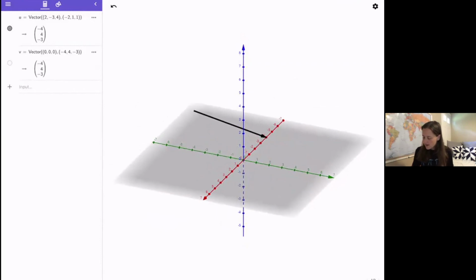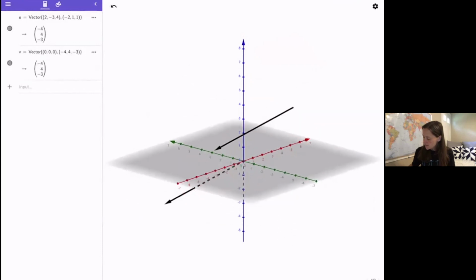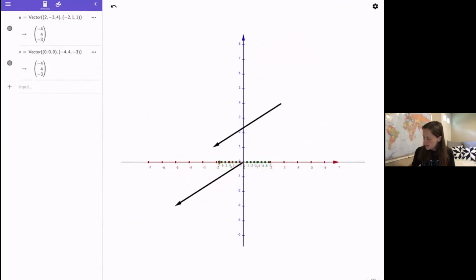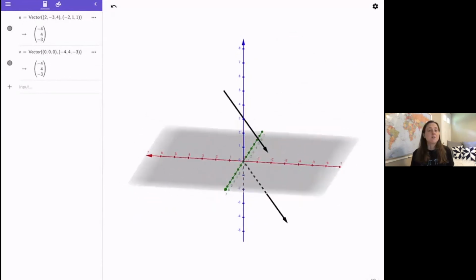And then I also had it plot the vector from the origin with the same x, y, and z change. And again, you can see these are equivalent vectors because they have the same magnitude, the same length, and they're pointing in the same direction no matter which way I rotate. So in the next video, I want to talk to you about the magnitude of a vector.